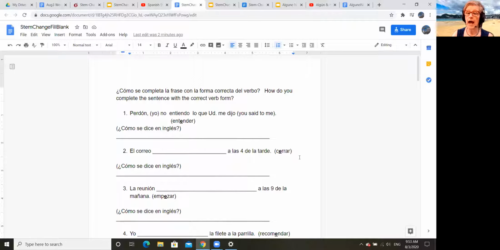Okay. Alguien quiere número dos. Somebody want to take on number two and the whole sentence? Toda la frase, por favor.